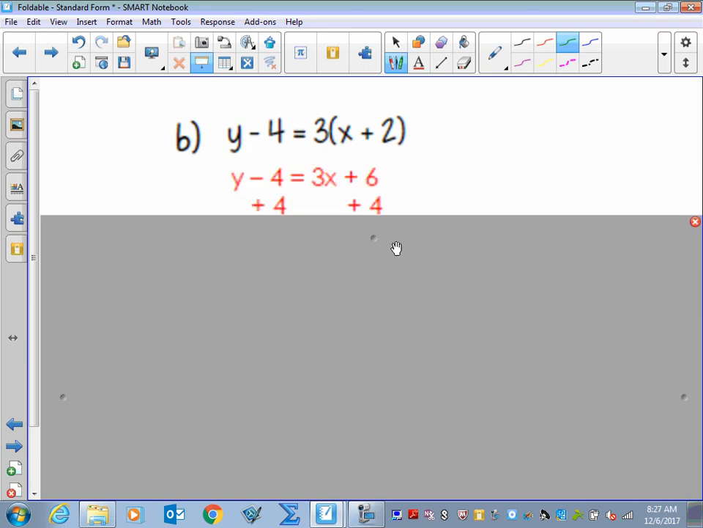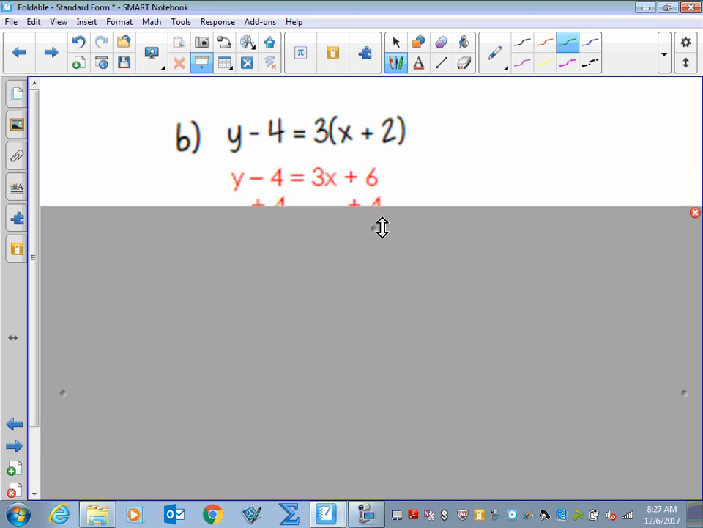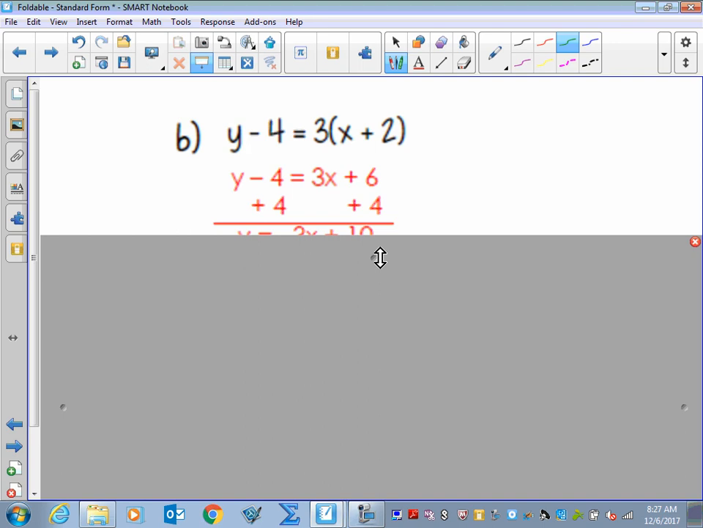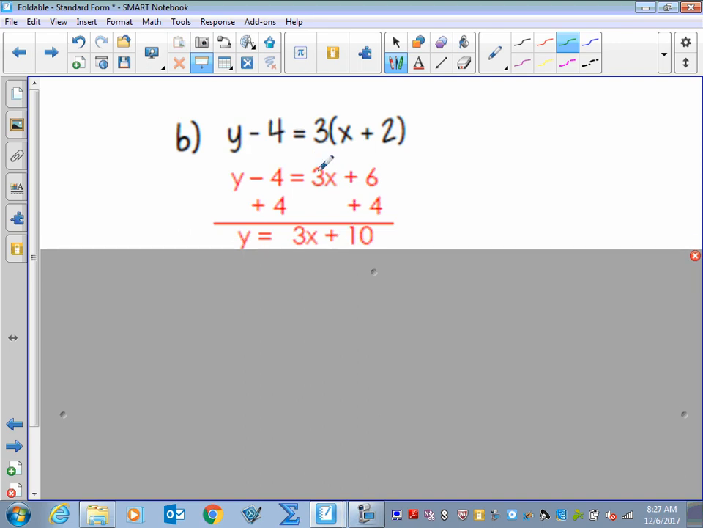So what I'm going to do first is just distribute the 3. Just multiply by 3. So you're going to have y minus 4 equals 3x plus 6. Once I do that, then I'm going to move the 4 over. Now, can I move the 3x over first? Absolutely. It doesn't matter which one you move first. Here we just move the 4 over first. So 6 plus 4, that's going to give me 10. So now I have it in slope-intercept form.